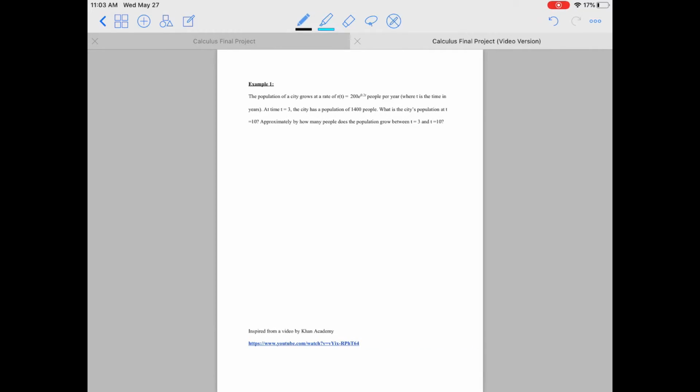As we look into our first example, it states the population of a city grows at a rate of R of t equals 200 e to the 0.2 t power people per year, where t is the time in years. At time t equals 3, the city has a population of 1,400 people. What is the city's population at t equals 10? And approximately by how many people does the population grow between t equals 3 and t equals 10?